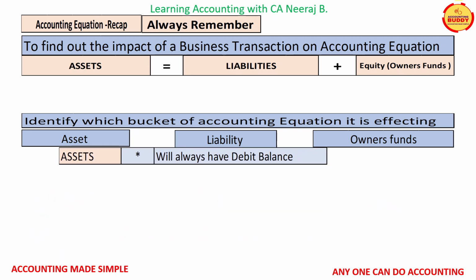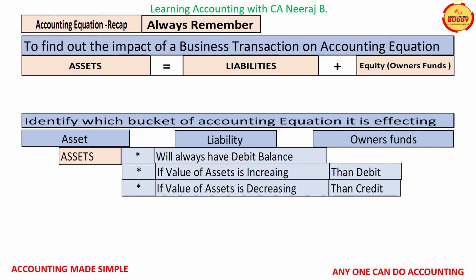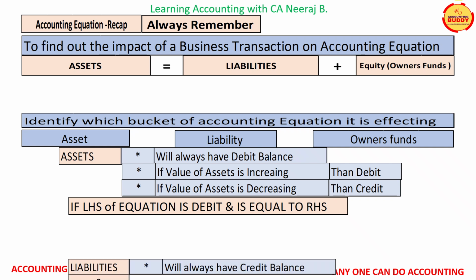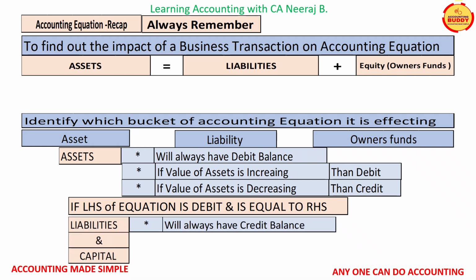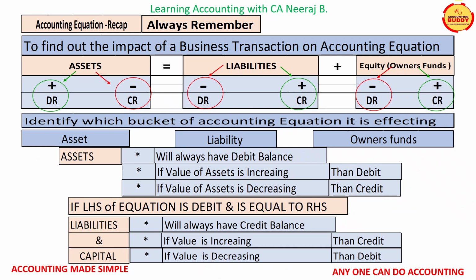Also remember, assets always have a debit balance. If the value of an asset is increasing, debit them, and if the value of the asset is decreasing, then credit them. If the left hand side of the accounting equation is debit and is equal to its right hand side, that also means that the liabilities and the capital will always have a credit balance. If the value of the liabilities or the capital increases, then credit them, while if the value is decreasing, then debit them. Always remember this equation and its fundamentals.